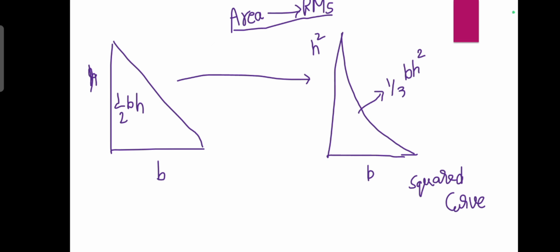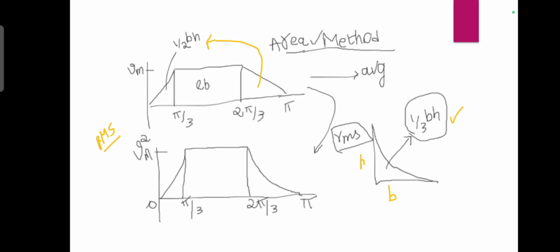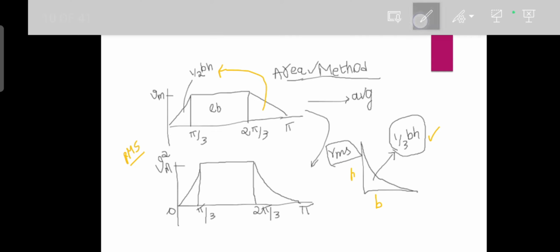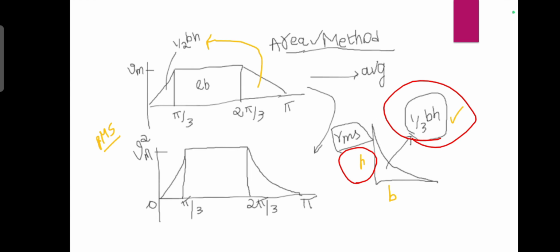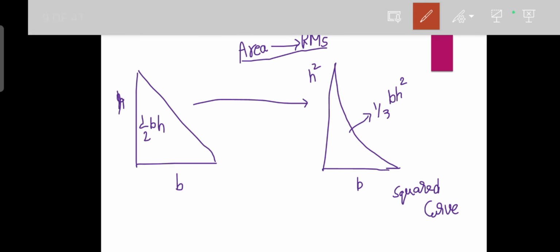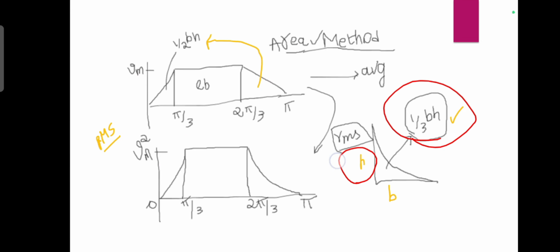h square in the sense this height square here. In the squared curve we can tell this as 1 by 3 into b into h. Here what I mean is this complete thing is h square, so I just wrote h square. It doesn't mean this value should be squared again, that is not h power 4. Just note that you can consider 1 by 3 bh, where b and h are the values of the squared curve.